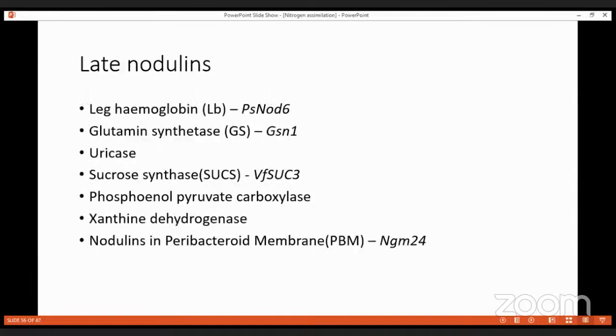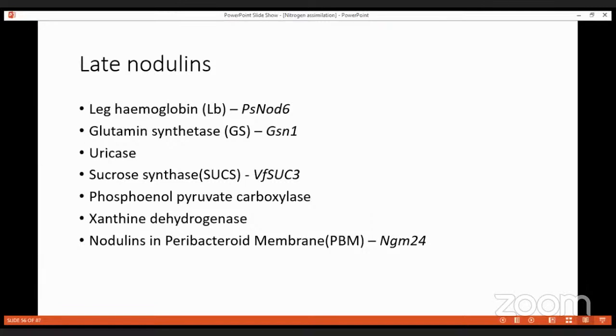Okay, so now coming to late nodulins. Late nodulins work in forming leghemoglobin, as in the case of Pisum sativum, where the gene involved is PsNOD6, then glutamine synthetase GSN1, uricase, then sucrose synthase, then phosphoenolpyruvate carboxylase, then xanthine dehydrogenase, then nodulins in the peribacteroid membrane, for example NGM24. These are more important because in some exams they directly ask questions from this. What is PsNOD6? PsNOD6 is encoding the leghemoglobins, then GSN1.